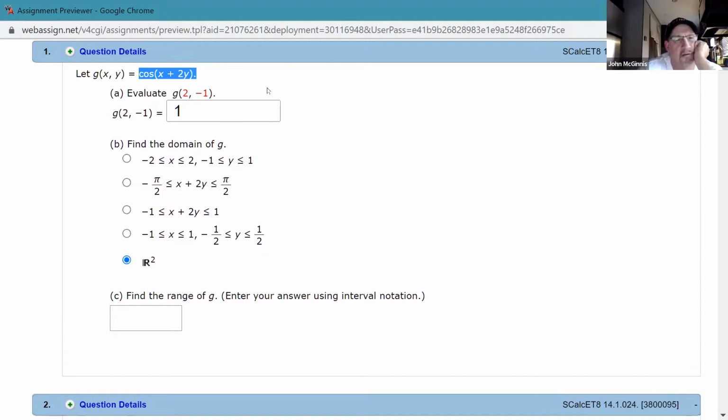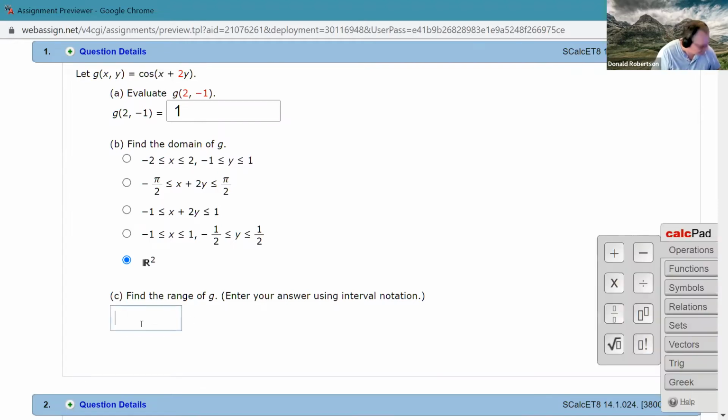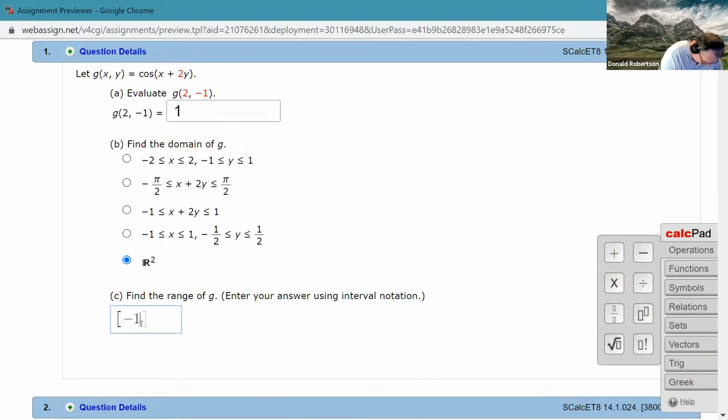-1. -1. What's the biggest? 1. That's your range. Did you agree that no matter what number you put in the cosine, the smallest you're ever going to get is -1, and the biggest you're ever going to get is 1? So in this case, your answer, in square brackets, would be [-1, 1].